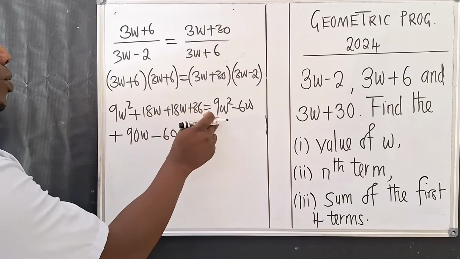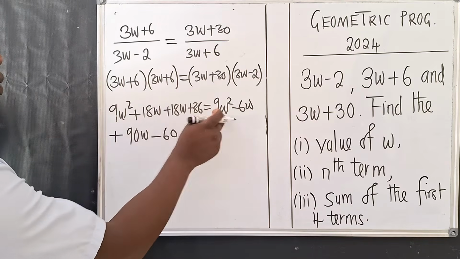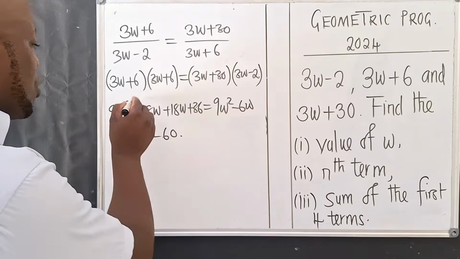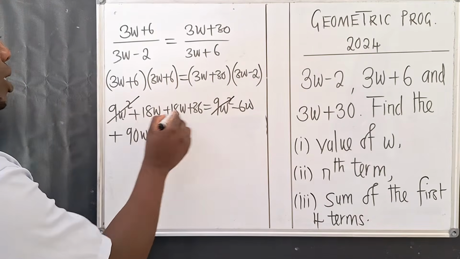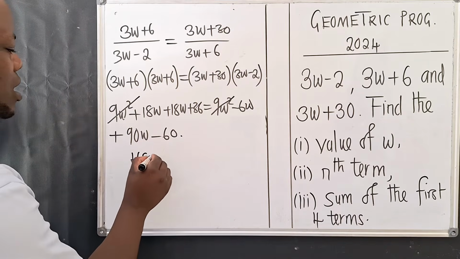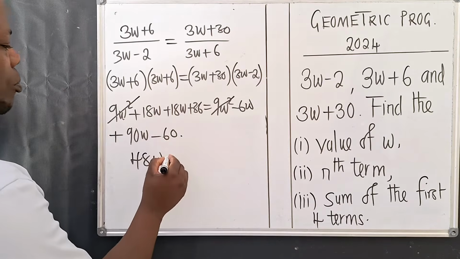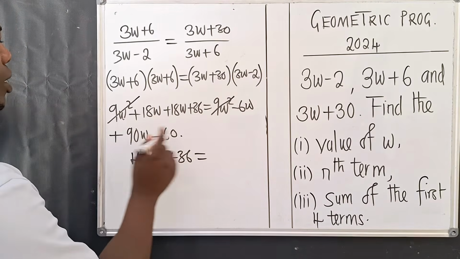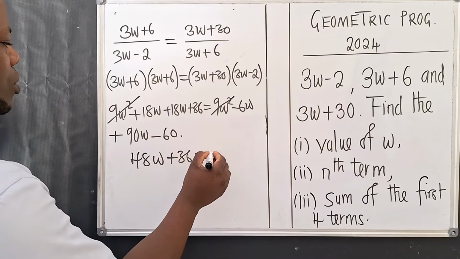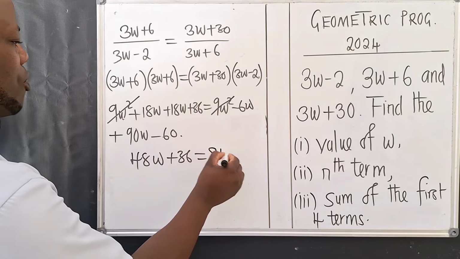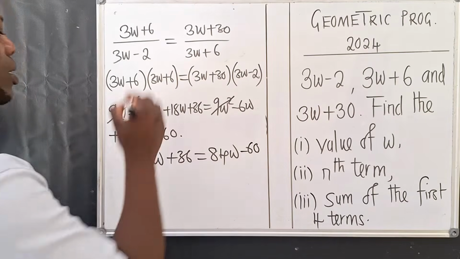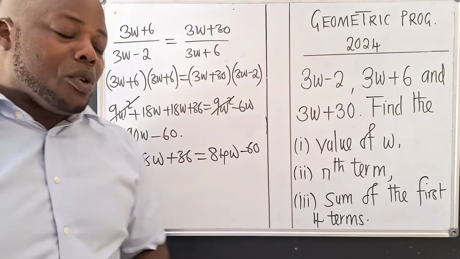When we group the like terms, you can see these two are similar, so they will cancel out. So we shall remain with 18w plus 36 on one side, and on the other side we're remaining with 84w minus 60. Okay, I hope you're following.